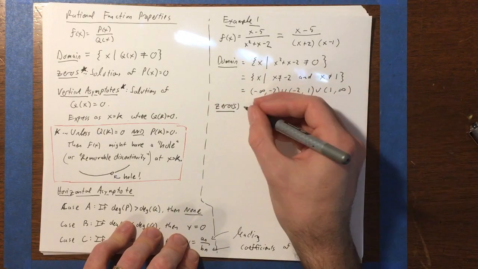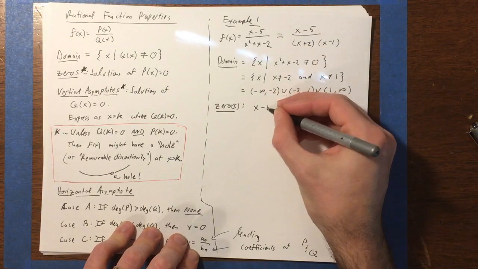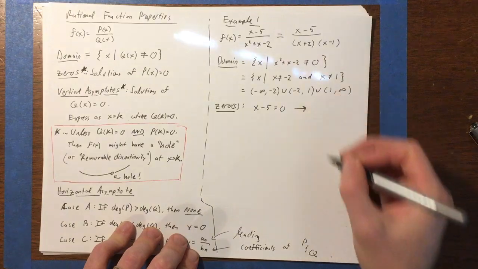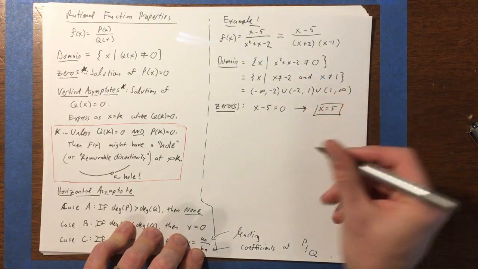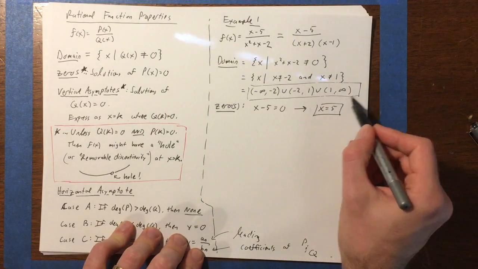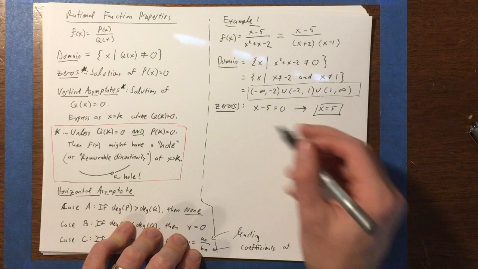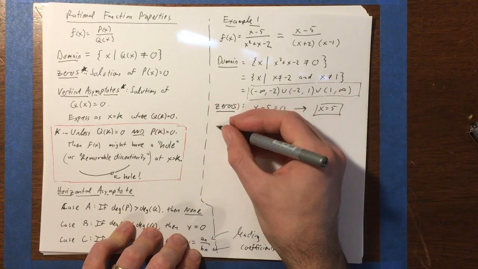So next, zeros. In this case, there's actually only one. We just got to take the numerator and set it equal to 0. x minus 5 equals 0, and that gives me a zero: x equals 5. I should be putting boxes around my answers. So this was my domain answer, and that's my answer for zeros: x equals 5. So there's only one zero. That means it's going to cross the x-axis at 5.